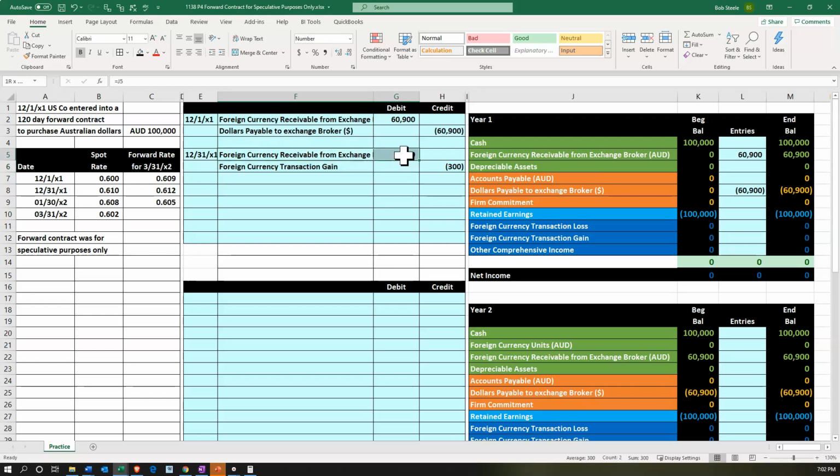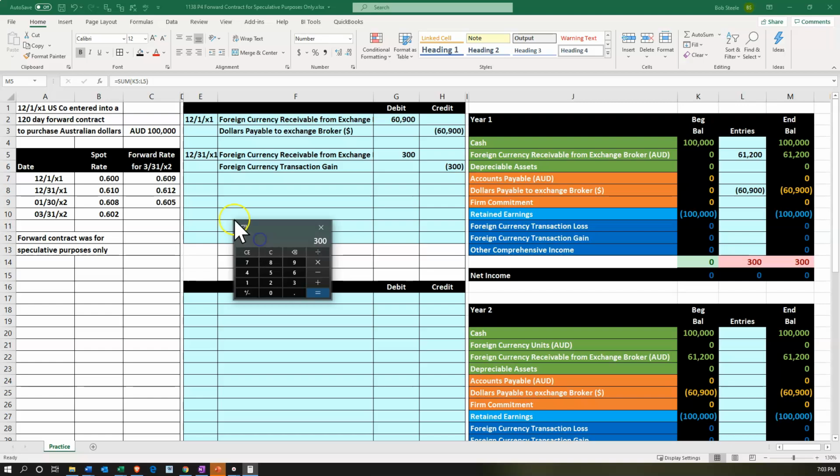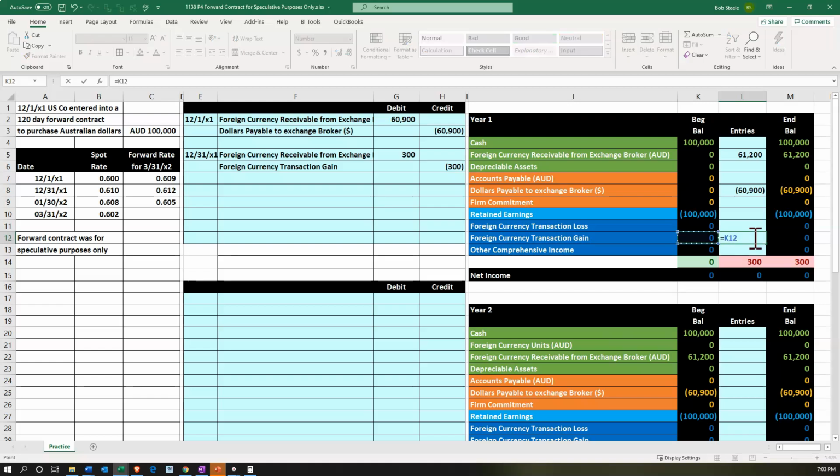If we then post this out, we've got the foreign currency receivable up top, double-clicking on it because something's in it. Plus, we're going to pick up that $300. There it is. Now we're at the 61,200. That 61,200, once again, is the 100,000 times the 0.612, which is the current rate that we have. All right. So then the other side is going to be going to the gain down here.